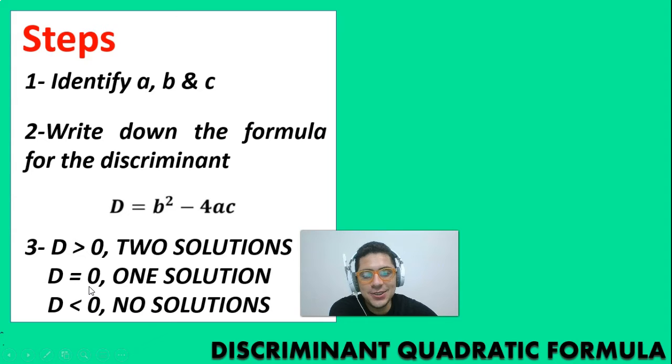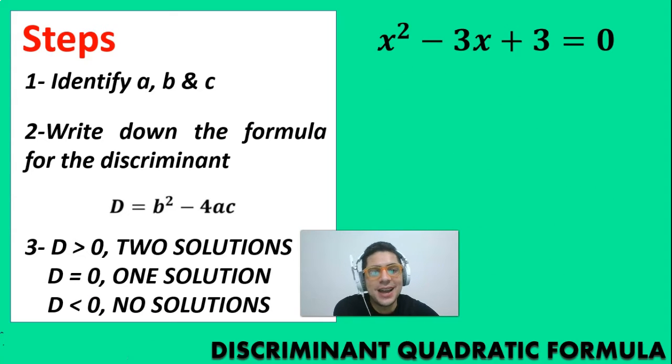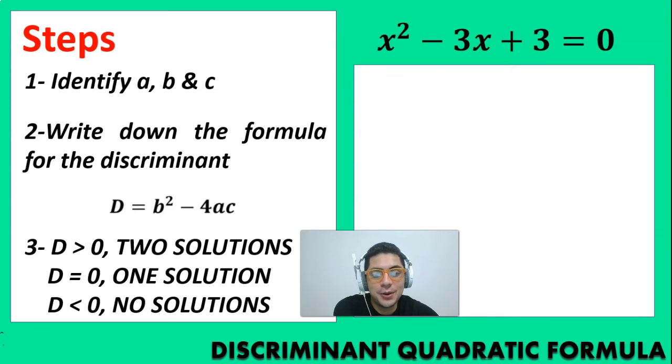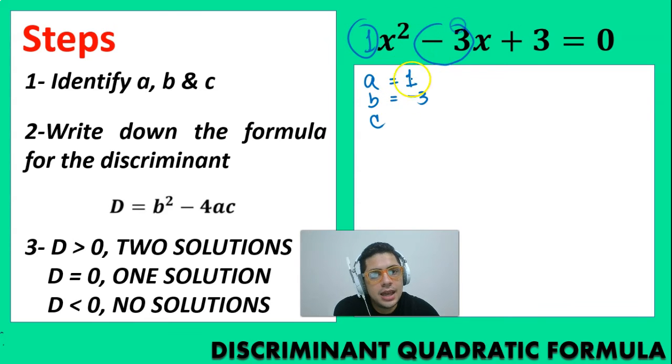Guys, now we will be taking a look at a problem which is x squared minus 3x plus 3 equal to 0. And we're going to analyze the quadratic formula with the discriminant in order to know if we're going to have either two real solutions, one real solution, or no real solutions. Okay, guys, so the first thing is that we're going to identify A, B, and C. A is going to be 1 because we have it here. B is going to be minus 3, and C is going to be positive 3.